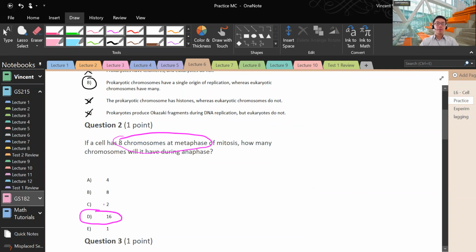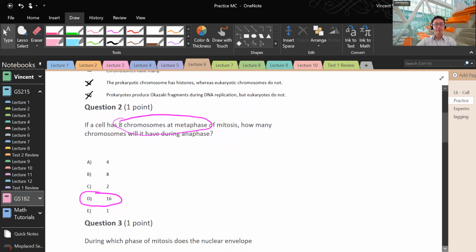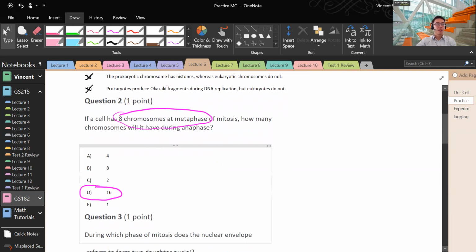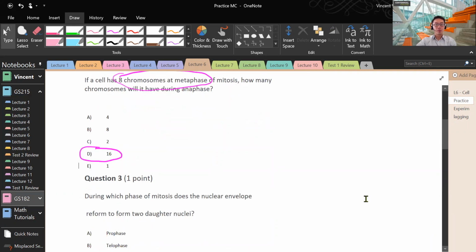Okay? In metaphase, they're still stuck together like this. But as soon as you pull them apart, you count them as 2. So that's why it is going to be 16. All right. So for everyone who chose 4 or 8, have I convinced you why the answer is 16? Will you be choosing 16 on the test? I certainly hope so.